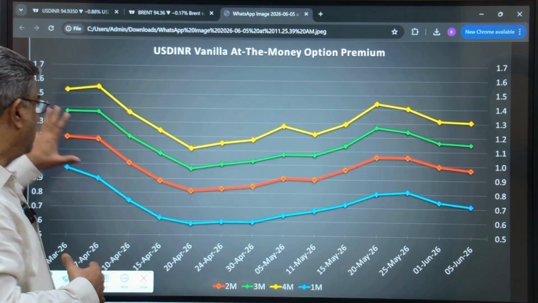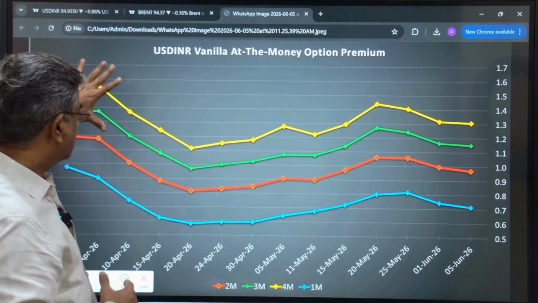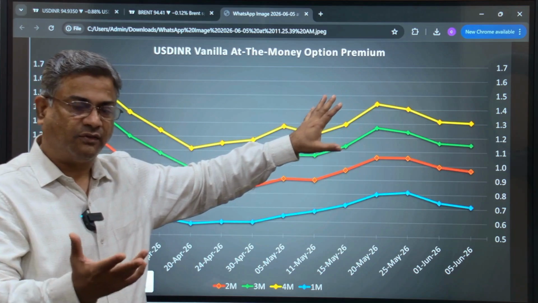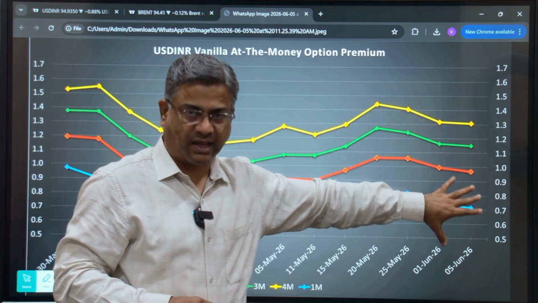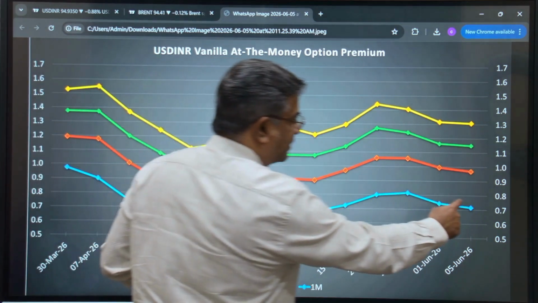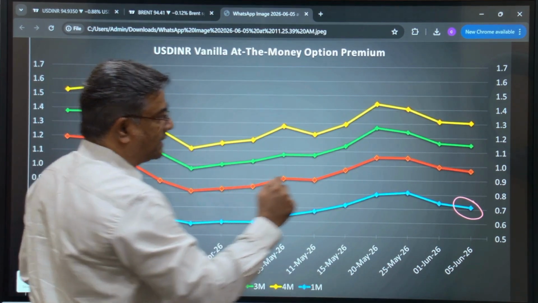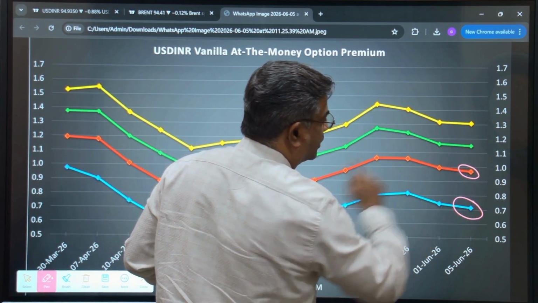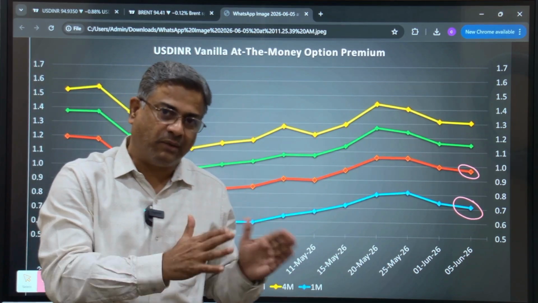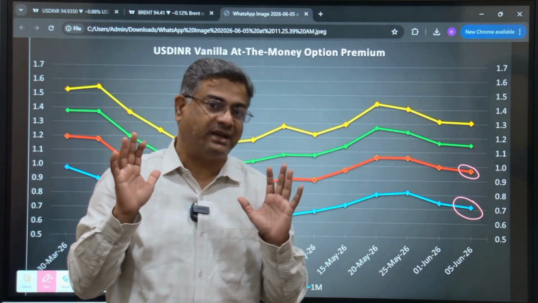If you see the beginning of the war period, the premiums had shot up, the cost had gone higher. Then the war cooled off, the cost came lower, then it went up again because of another flare up. Now it has come lower again. So if you look at the vanilla option premiums, it's around 70 paisa for 1 month, and around 95 paisa for 2 months. So you are getting a protection of 1 month by paying 70 paisa and protection of 2 months by paying 95 paisa, and that is quite decent.